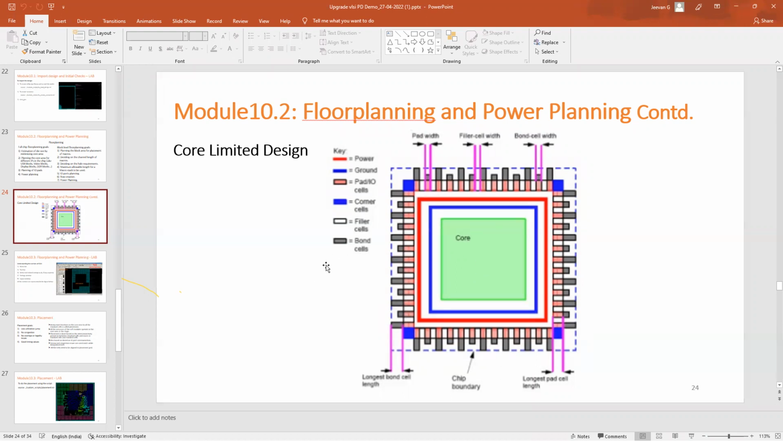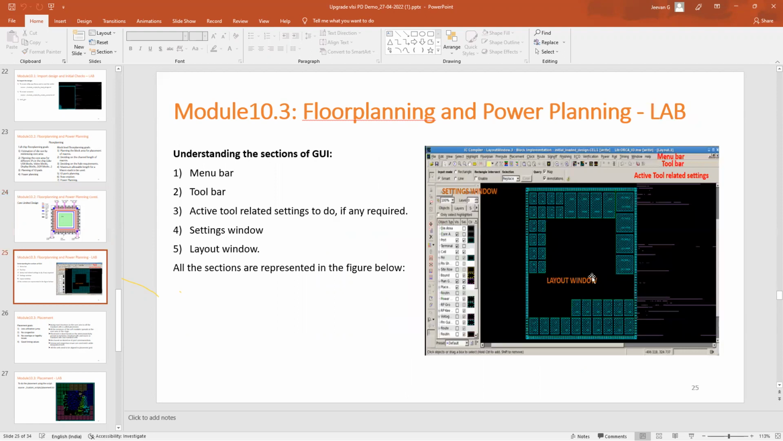This is what a power plan is, and the output of a power plan you can see only in the technical and lab sessions. So this is how, as I said, the output of your floor plan will be looking like.